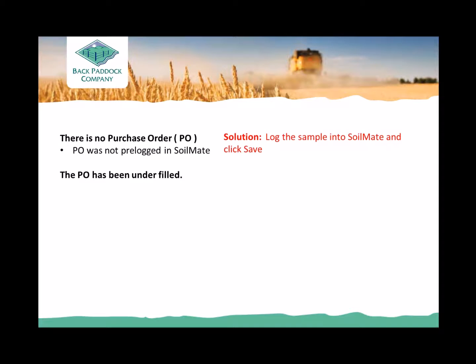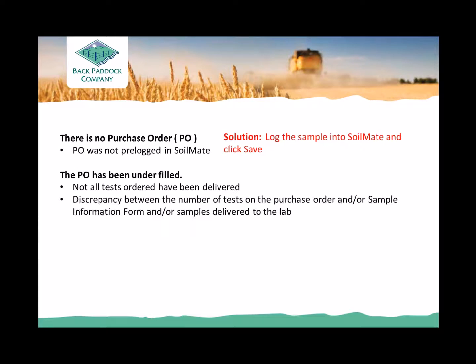It could be that the purchase order has been underfilled, and what that means is that not all the tests that you've ordered have been delivered by the lab up to the moment. The lab won't hold your results up just because there's a test which takes a longer period of time, so it may be coming through as underfilled. And it just simply means that there's a discrepancy between the number of tests on the purchase order and the sample information form or the sample order form that you may have. The solution is we just go onto our SoilMate website and check that data with your purchase order, and if there is any corrections to be made, we'll adjust that.